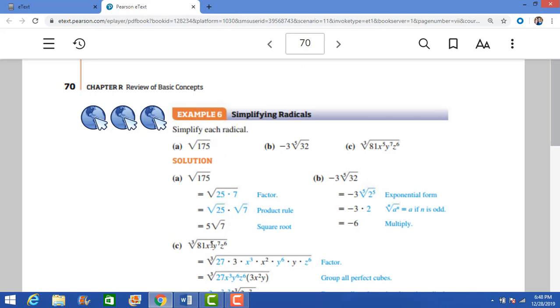Now let's look at this one. Let's simplify this by expanding it out into its factors of cubes. So 81 can be written as 27, which is a perfect cube, times 3, times x cubed, times 2 squared, times y to the 6th, which is also a multiple of 3, times y, times z to the 6th power. Now, we group all of the terms that are not a power of 3. So these can now be separated.